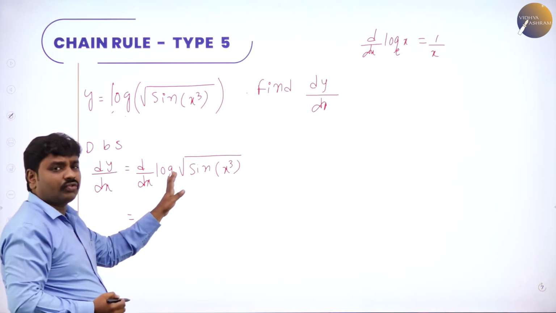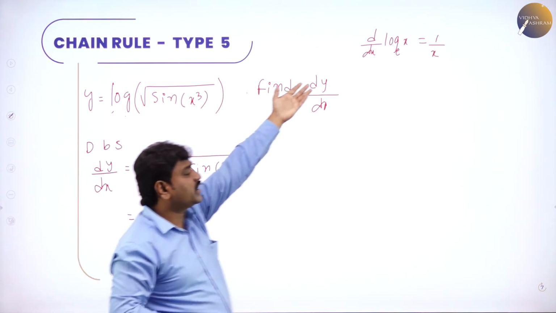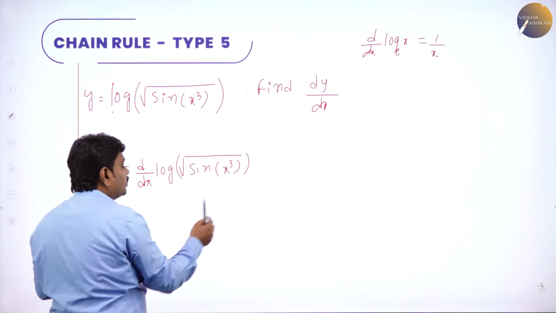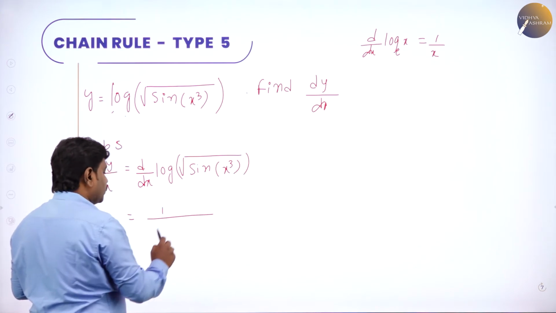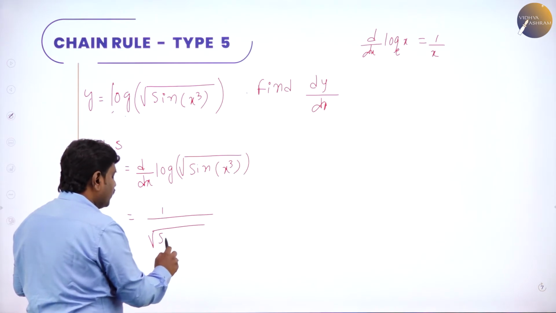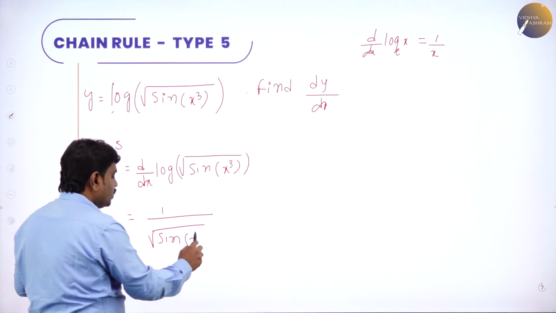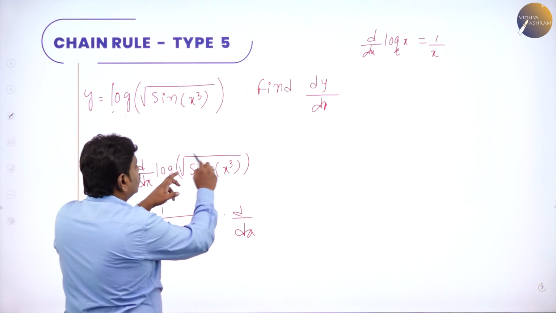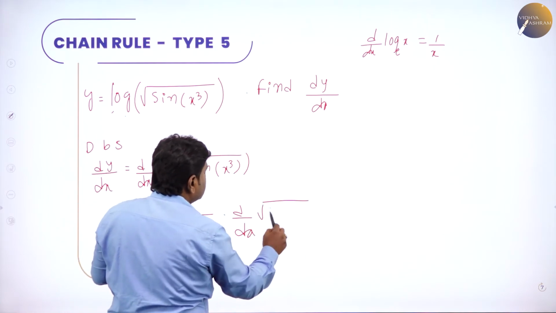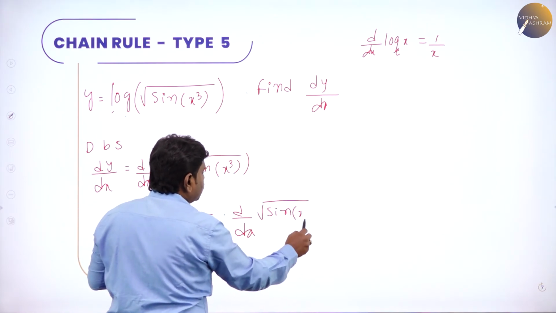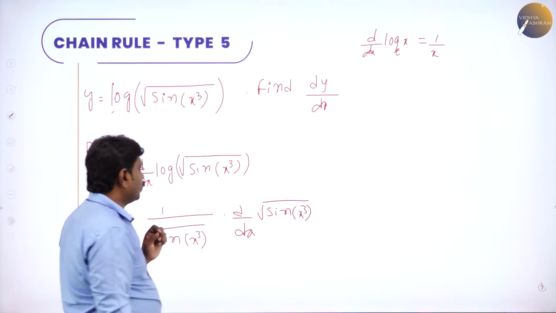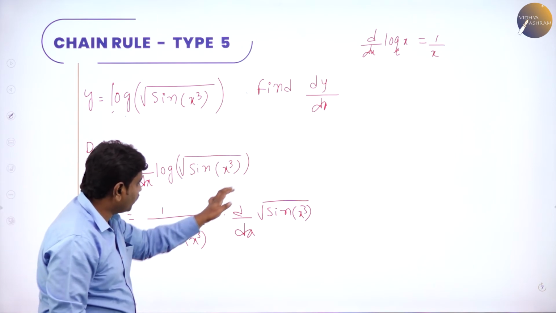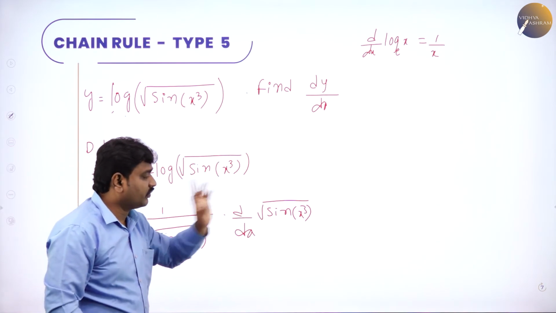Now the derivative of log is what? 1 by x. What is differentiation of log x? 1 by x. Now this is log f of x, inside log a function, so it will become 1 by f of x. What is f of x? Root of sine x cube into d by dx of the internal function. What is the internal function? Root of sine x cube. Please understand, I am applying the chain rule. The derivative of log is 1 by f of x into d by dx of the internal function, which is root of sine x cube.